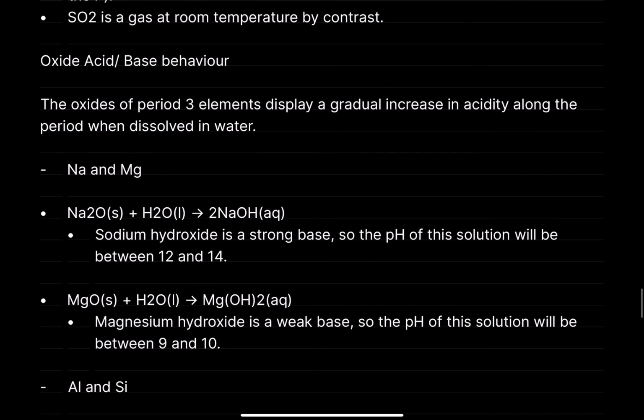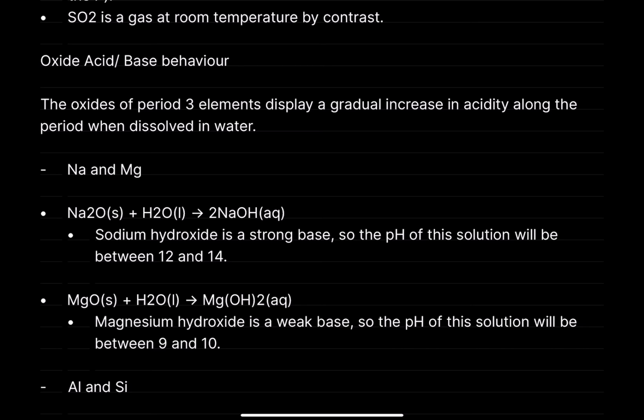Sodium hydroxide, I've already said this one. But as you can see here, the sodium oxide in water, we say that sodium oxide is basic because when it reacts in water, it forms sodium hydroxide, and we know that sodium hydroxide is a very strong base. So the pH of this solution would be between 12 and 14.